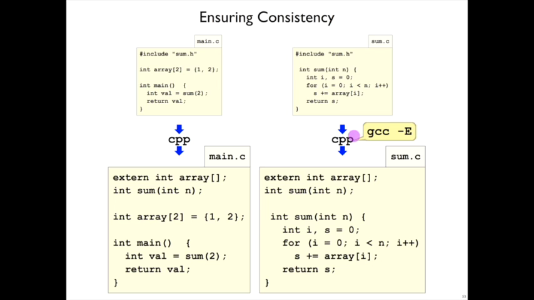Besides running CPP, you can also get just this stage by using gcc -E in much the same way that gcc -S stops after the assembly step. That'll make it stop after the CPP step.